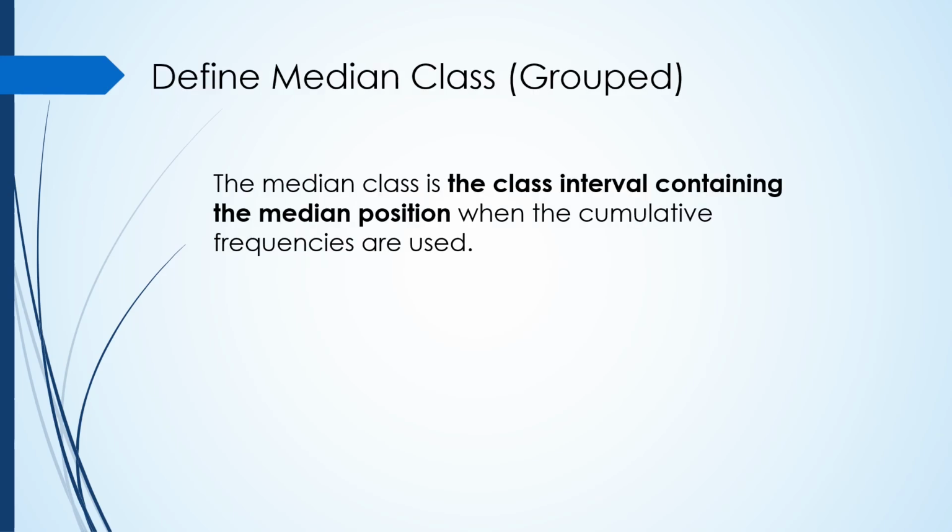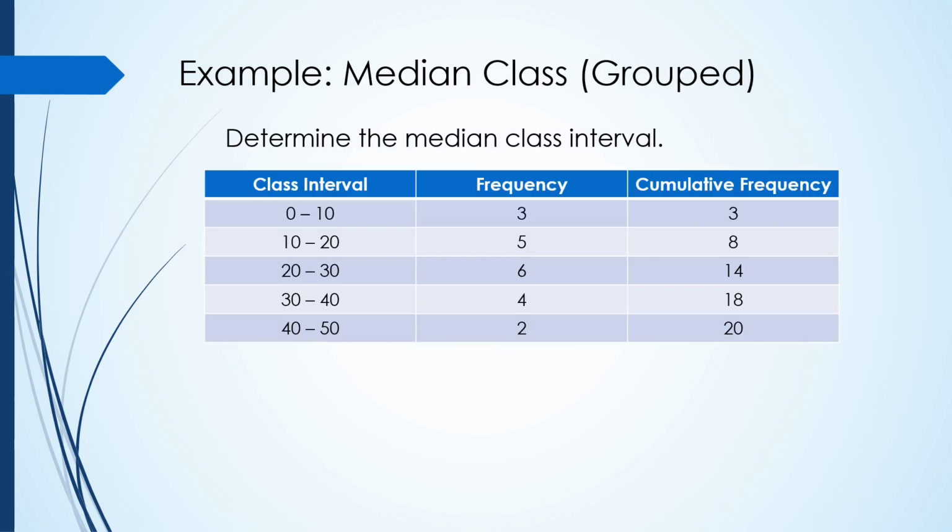To find the median class in a grouped frequency distribution, we first calculate the cumulative frequency, which is obtained by adding successive frequencies. Then we find half of the total, and the class interval that contains this cumulative frequency value is the median class. Let's consider the following table.